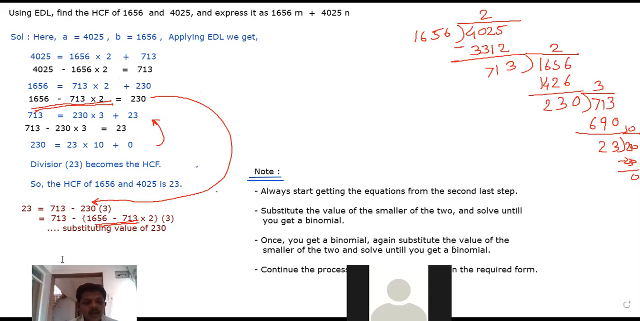Now open the bracket and solve this. It is equal to 713 into 1. Nothing means into 1. Now minus 1656 into 3, outside the bracket is 3, and minus into minus becomes plus. Plus 713 into 2 into 3. Just check what I have done. Again, I'm explaining, so pay very careful attention.